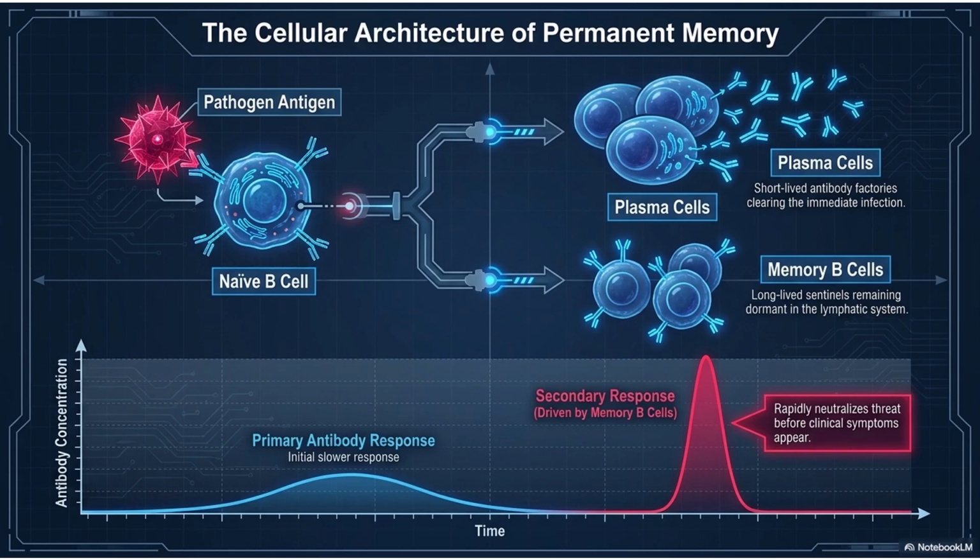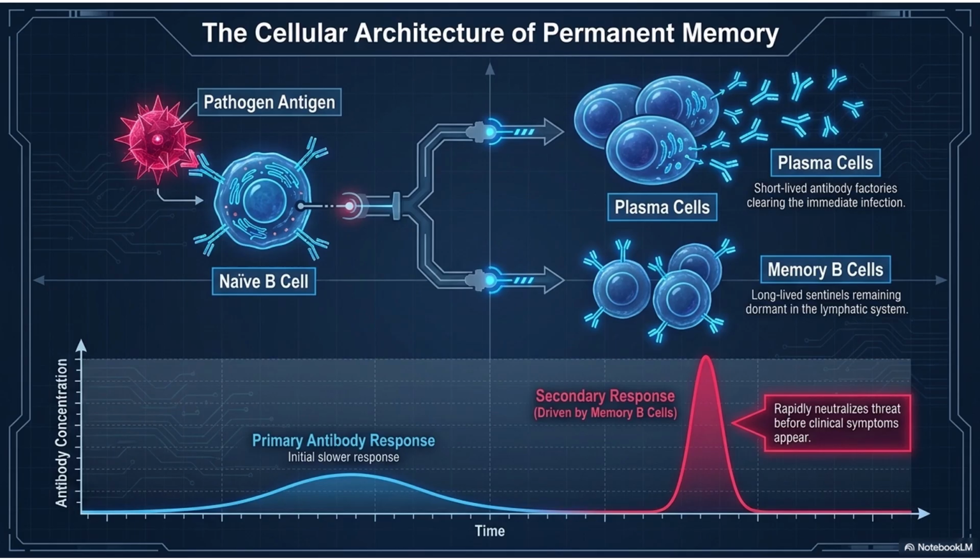On first exposure, you get the primary response. It's slow, there's a lag of days to a couple of weeks, while the naive cell wakes up. And the antibody level it reaches is relatively modest. That delay is why you get sick the first time.